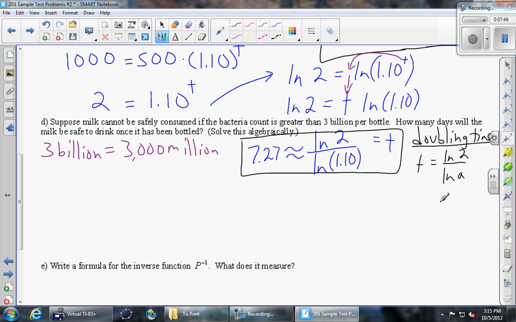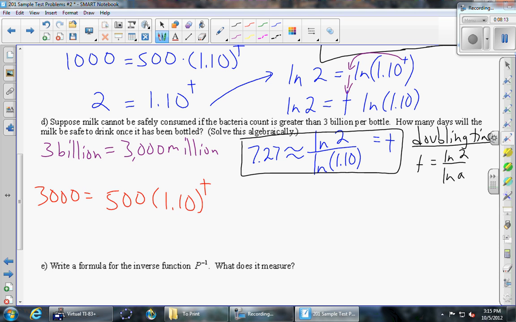So what we'll do here is use one of our two formulas, either part A or part B. I'm going to use the part A answer again. We know the amount of bacteria is 500 times 1.10 to the t. And I want to know how long it takes for the bacteria to grow to this 3,000 million. Solving this is going to be quite similar to how we solved the equation up above.